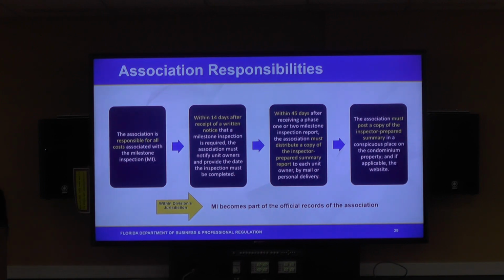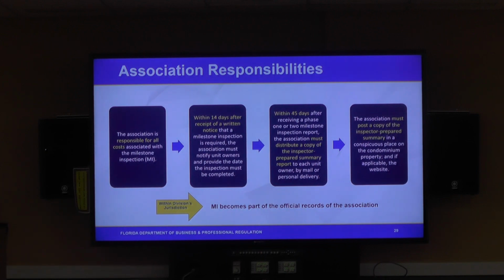So what is phase 1 and phase 2? Usually phase 1 is a visual inspection and phase 2 is a detailed inspection. I don't know how the engineers and architects do it, but most buildings pass phase 1 and don't have to go through phase 2. So phase 2 is going to be more expensive.